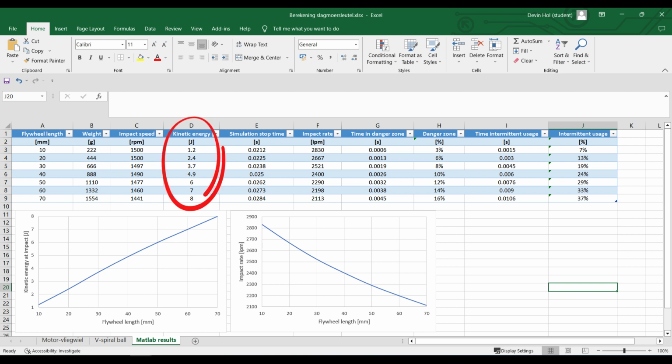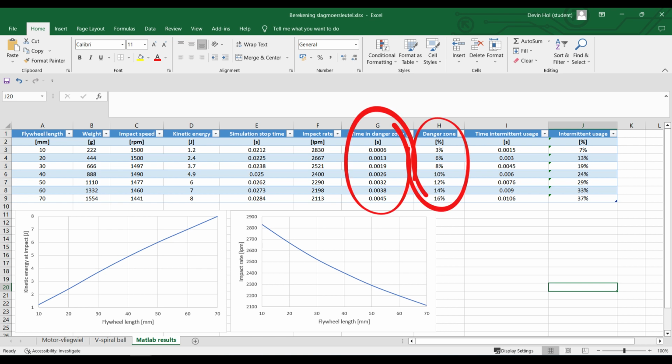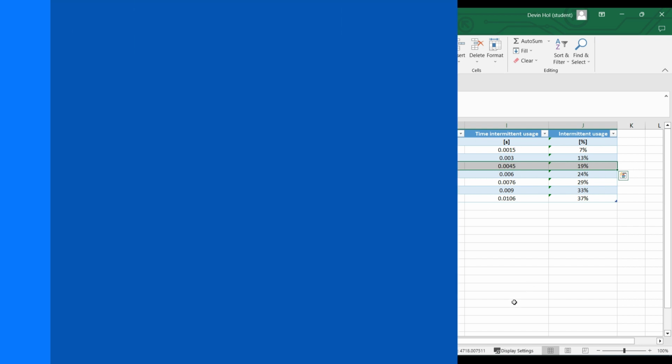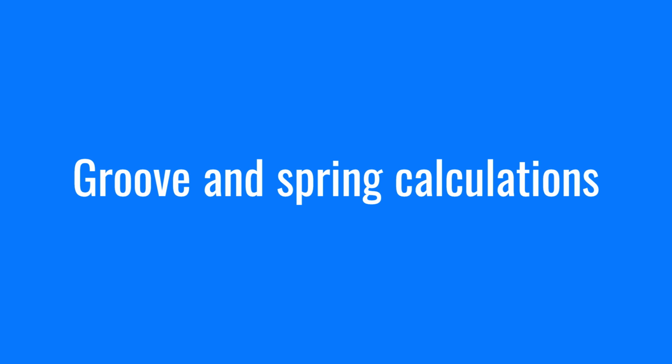Purely based on impact energy, a larger flywheel would be best and the impact rate would still be within the desired range. There is a weight limit of 2 kilograms, but we don't know the weight of the other parts yet, so it is best to be conservative here and have some margin. We also want minimal time in the danger zone to prevent overheating of the drill motor. A flywheel length of 30 mm seems like a reasonable trade-off, which can still be changed later in the design if necessary. We can now continue to the other calculations.